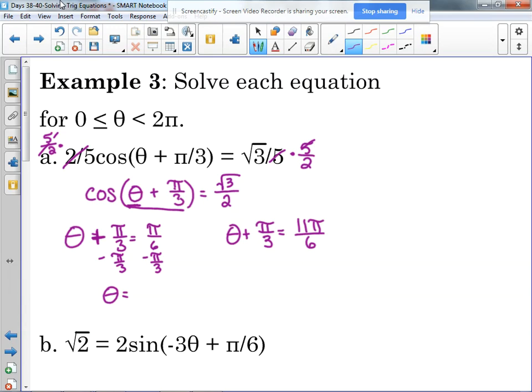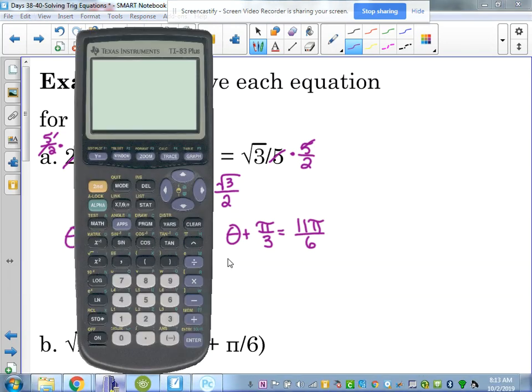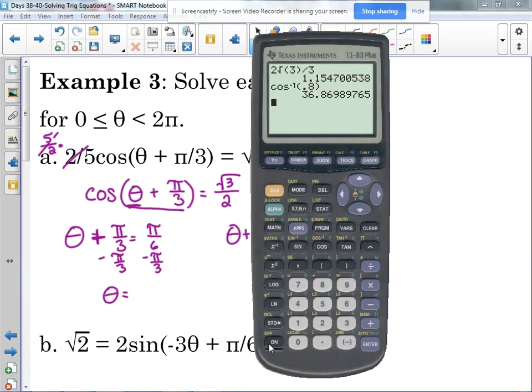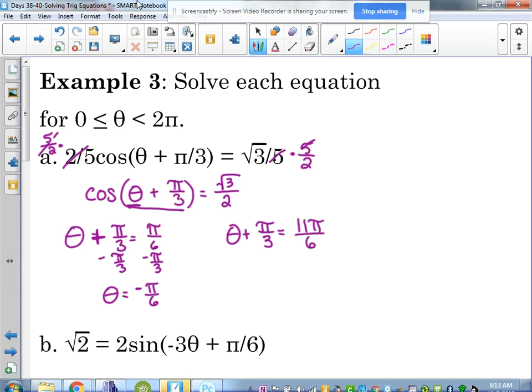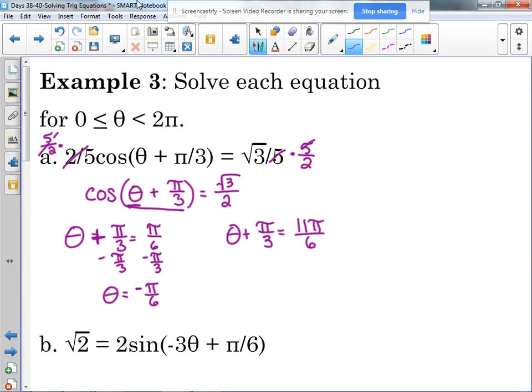Now, I would really love for you to manipulate fractions here, but if you have to, go to your calculator. Don't type in the pi. Y'all know that. Just type in the fraction, 1 over 6 minus 1 over 3. You know it's going to be a fraction, so you might as well go ahead and math enter, and we get negative 1 over 6. So that's negative pi over 6. Okay, we had to leave the pi out to put it in the calculator, so you've got to put the pi back in. But here's the problem.